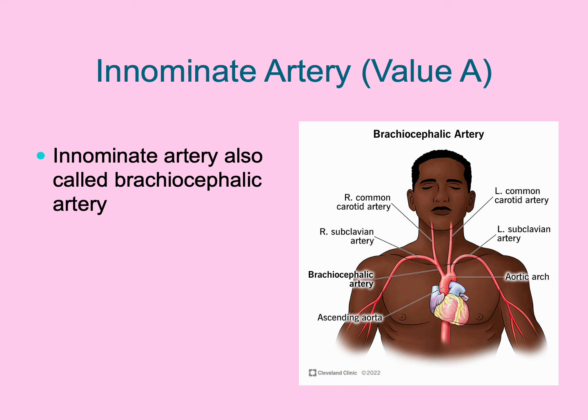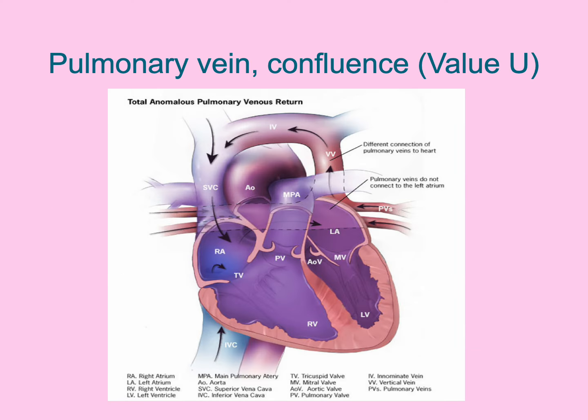So here's the location of the innominate artery, value A. It's also called the brachiocephalic artery. In fact, when I Googled innominate artery, it always came up brachiocephalic artery. So this is what I got. Qualifier value U, pulmonary vein confluence, is a heart defect in which the pulmonary vein is abnormally connected.